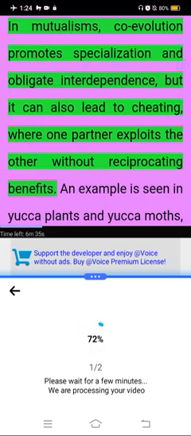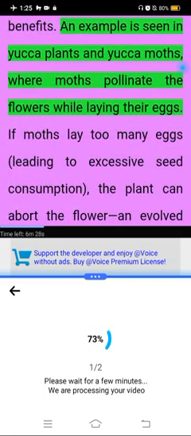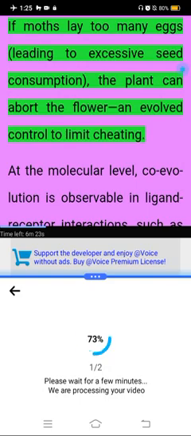In mutualisms, coevolution promotes specialization and obligate interdependence, but it can also lead to cheating, where one partner exploits the other without reciprocating benefits. An example is seen in yucca plants and yucca moths, where moths pollinate the flowers while laying their eggs. If moths lay too many eggs, leading to excessive seed consumption, the plant can abort the flower and evolve controls to limit cheating.